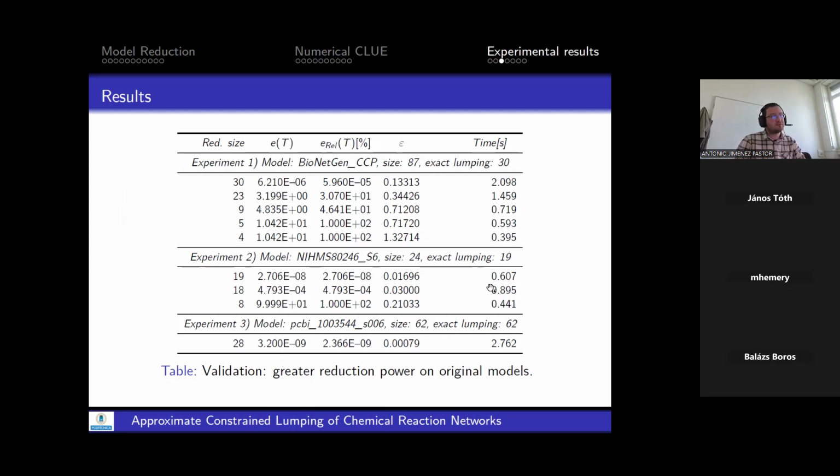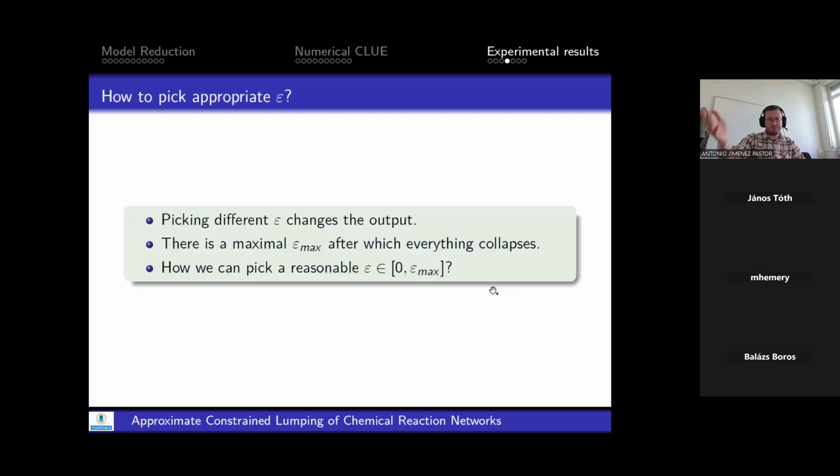But yes, we have these three experiments. And as was asked before, picking the epsilon is very important because it will change the output. Having a good heuristic for picking epsilon is crucial to quickly find information about your system. Of course, you can try many epsilons and then compare results. That's good, no problem. But when you have a huge system, running this algorithm will take time. So you would like to have one epsilon that gives you some information without losing too much information.